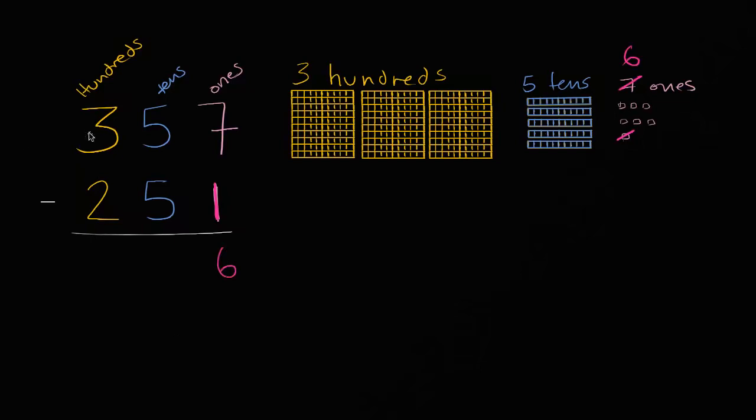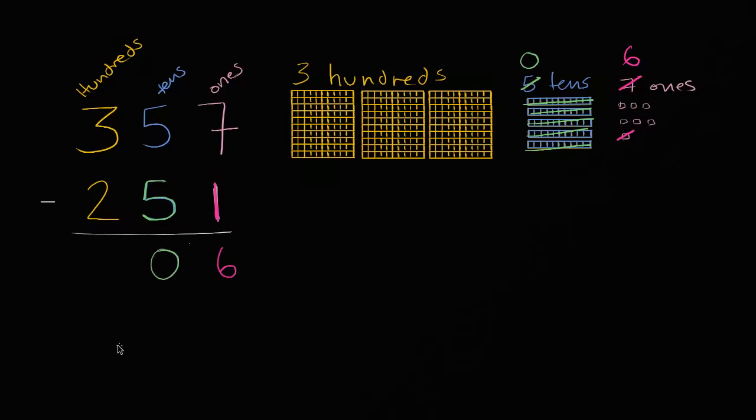Now let's go to the tens place. We start with 5 tens, but we're going to subtract 5 tens. So let's subtract 1 ten, 2 tens, 3 tens, 4 tens, 5 tens. We've taken all of the tens away. So now we have 0 tens.